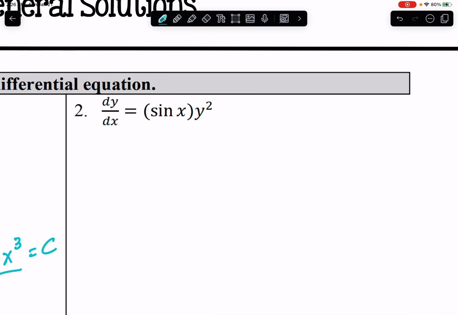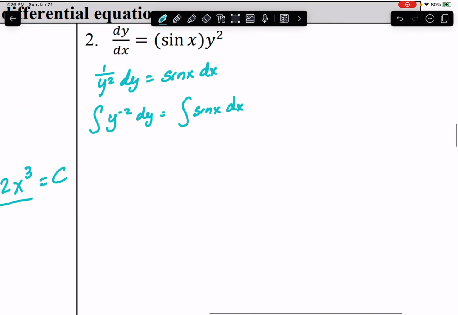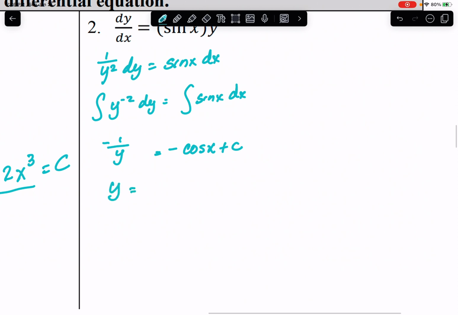So separating your variables would be 1 over y squared dy is sine x dx. So integrate that. I'm going to switch it to y to the negative 2 dy is the integral of sine x dx. Taking the antiderivative, I would have negative 1 over y equals negative cosine x plus c. So y would be positive 1 over cosine x plus c.